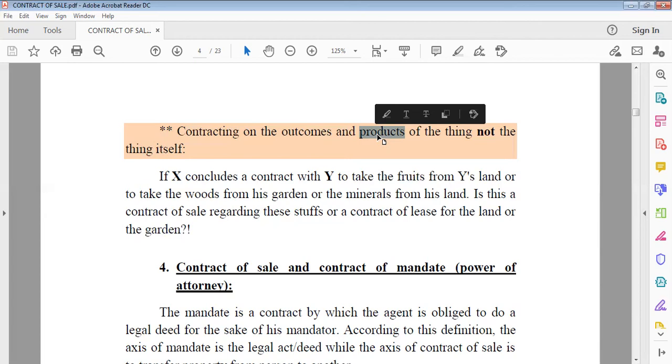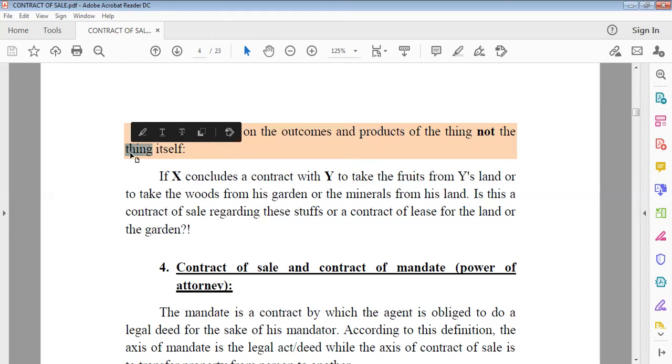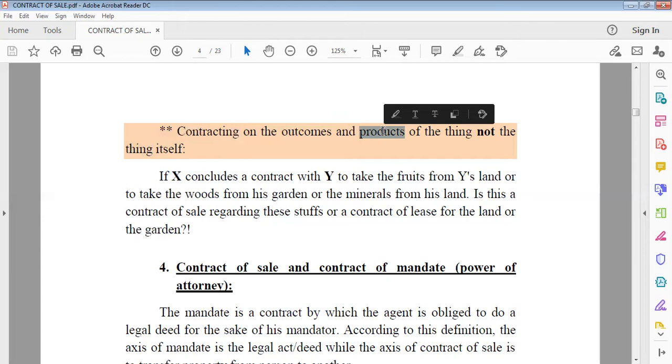So this means that the thing I'm dealing with is a product, simply because it affects the origin of the thing. When I'm taking products, the thing which belongs to me starts to decrease time after time. That's why in this case it is called a contract of sale, not a contract of lease.